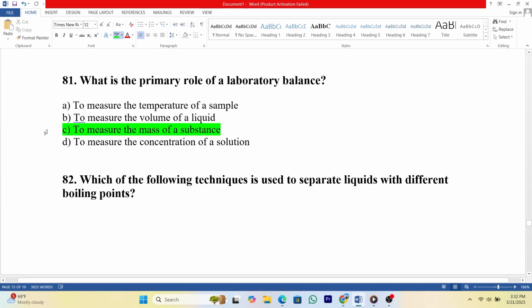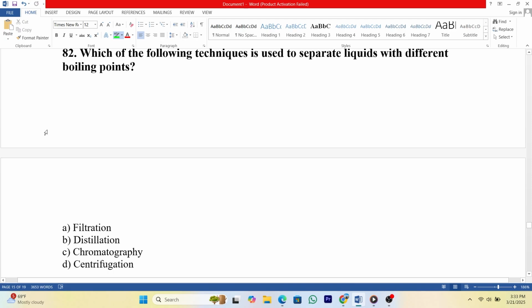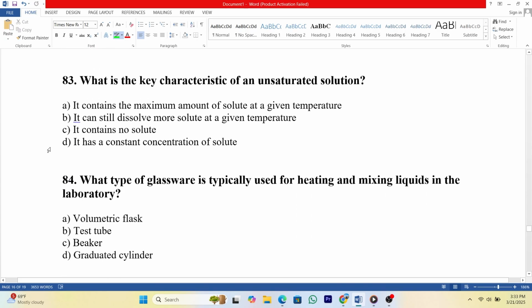82. Which of the following techniques is used to separate liquids with different boiling points? A. Filtration. B. Distillation. C. Chromatography. D. Centrifugation. Answer, B. Distillation.